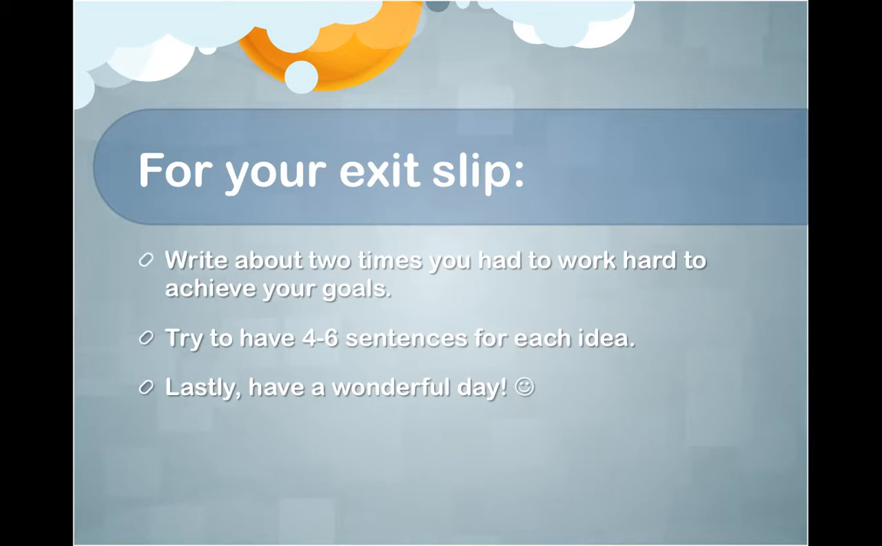Now for your exit slip. I want you guys to write about 2 times you had to work hard to achieve your goals. I want you to try to get 2 paragraphs in and try to shoot for 4 to 6 sentences for each idea. So try to maybe do 2 separate ideas and connect them.